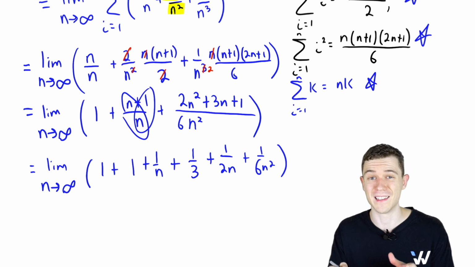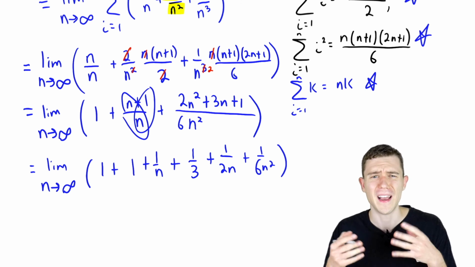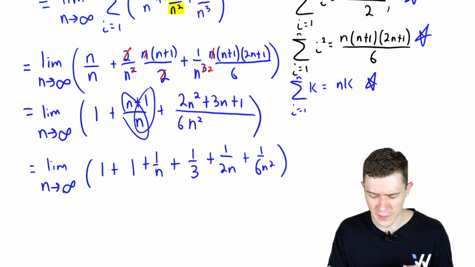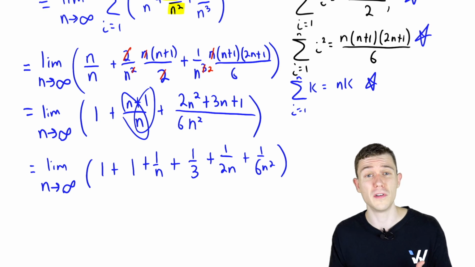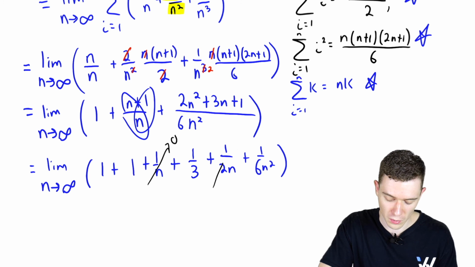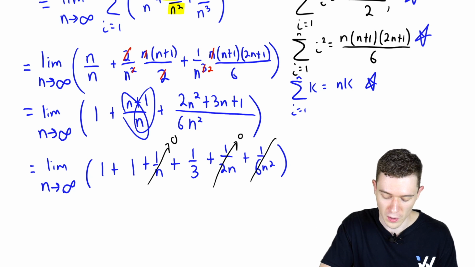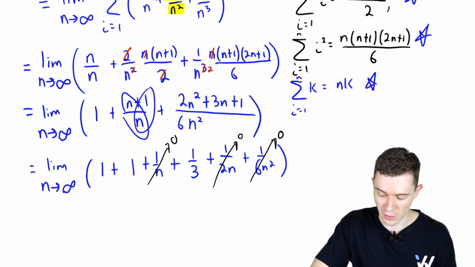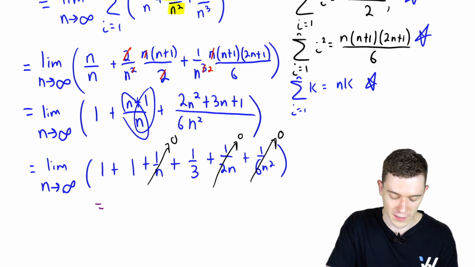Now we can really take this limit since n is going to infinity. They're all in the denominator. So a number over infinity basically goes to 0. 1 over n goes to 0. 1 over 2n goes to 0. 1 over 6n squared goes to 0. And we're just left with the answer.